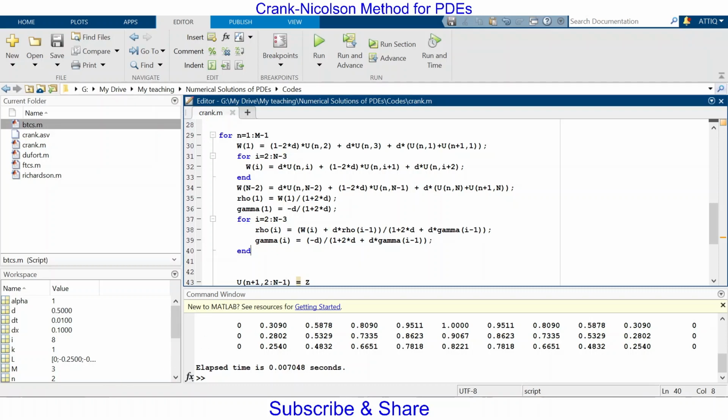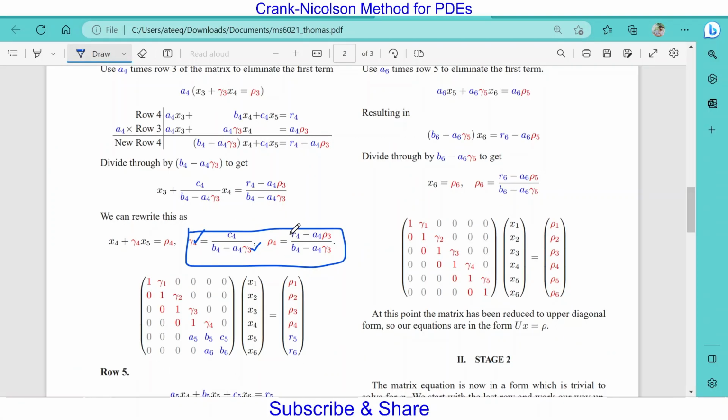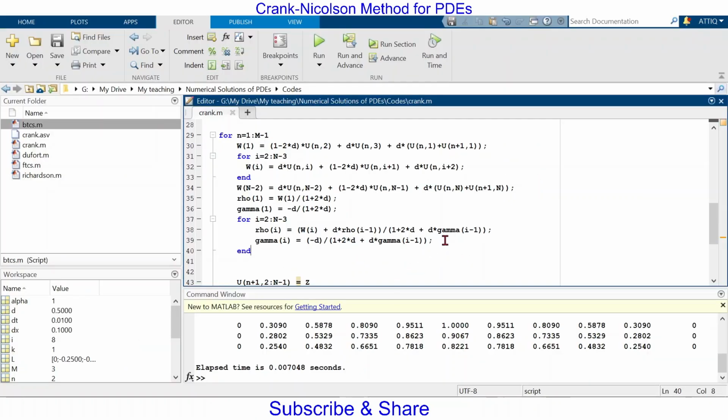And for row I, if this is row 4, it will be right hand side fourth value minus A's, all are minus D. If this is 4 here, this will be 3, I minus 1 here. All B's are 1 plus 2D, all A's are minus D, all gamma. So if this is 4 here, this will be gamma 3. If this is I here, it will be I minus 1. This is how we will compute gamma, but we haven't computed the last row value.